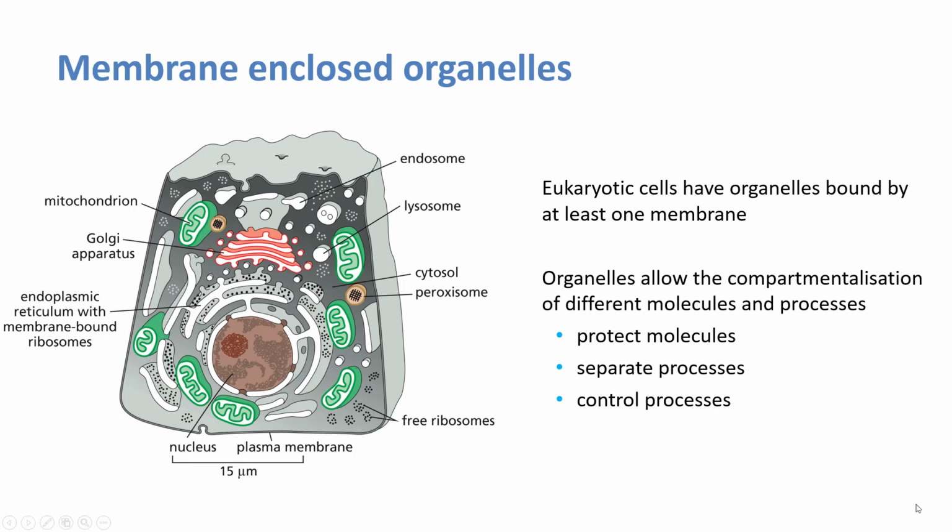So first up, our membrane-bound organelles. We already know that eukaryotic cells have membrane-bound organelles, and they're bound by at least one membrane, and in some cases, 2 membranes. And what these organelles do is allow the compartmentalization of different processes and of different molecules. We can separate our processes, and in that way, it gives us greater control of some of these processes.